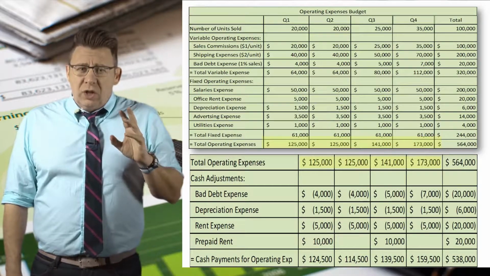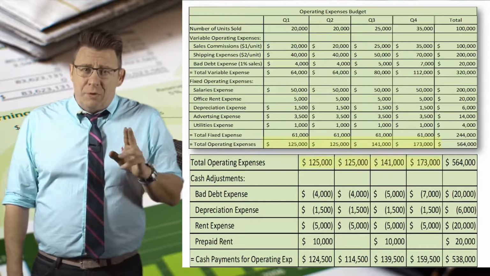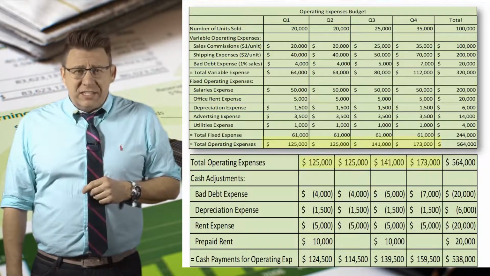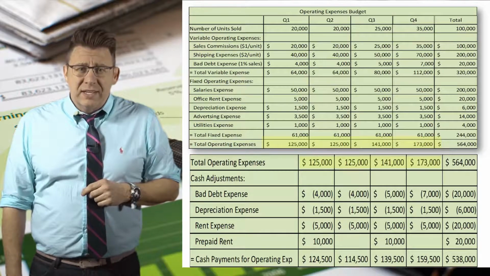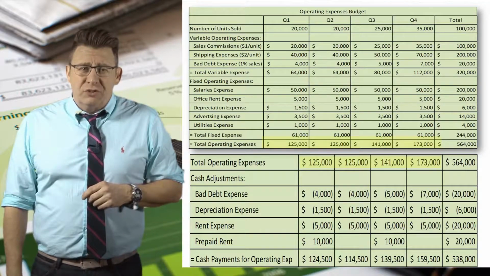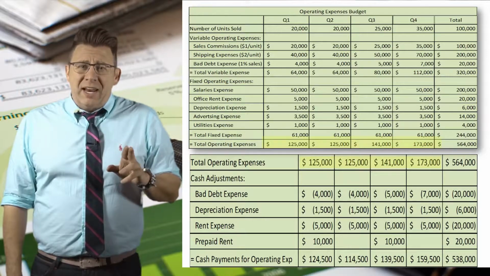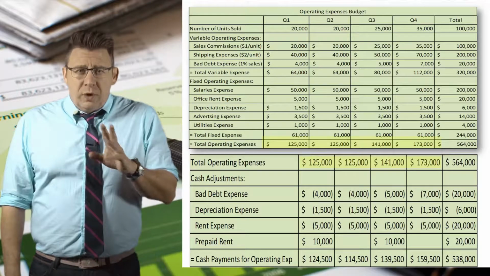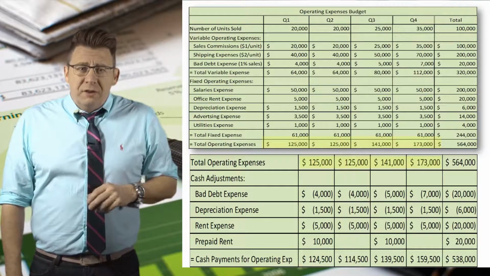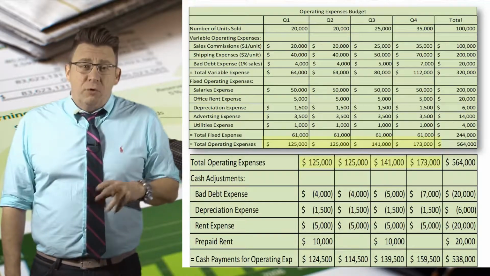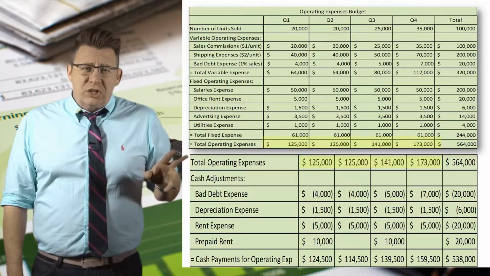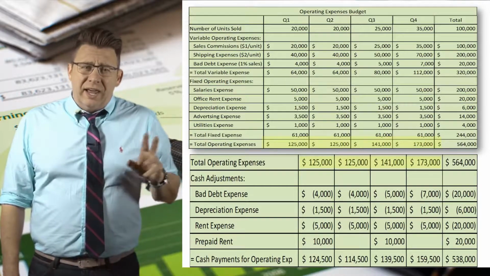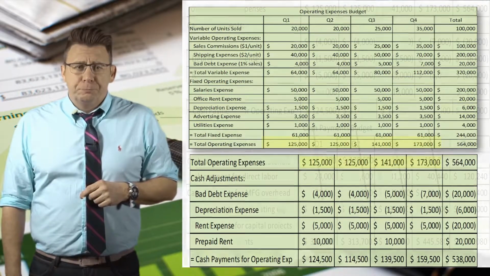We start with the total cost of operating expenses from the operating expenses budget. Then I've added back the amounts for bad debt expense and for depreciation expense, since they are not cash expenditures. Additionally, I've added back the quarterly rent expense, since that doesn't match the timing for when those amounts will be paid. Finally, I've shown the cash payment for prepaid rent, which I've assumed happens as follows. Prepaid rent, $10,000 in Q1 and $10,000 in Q3.